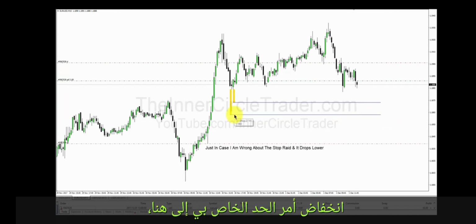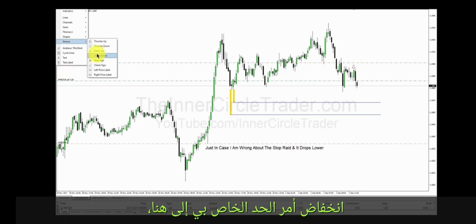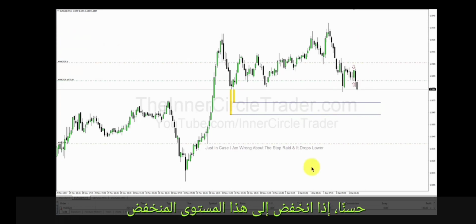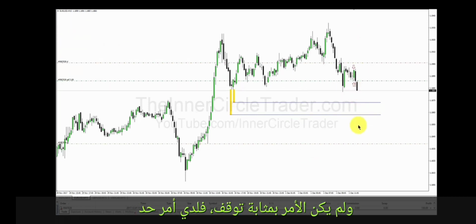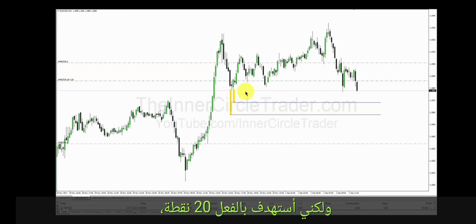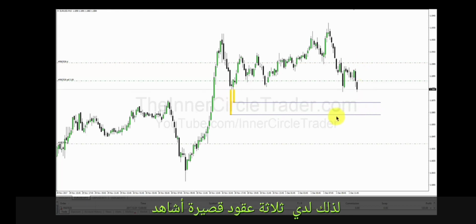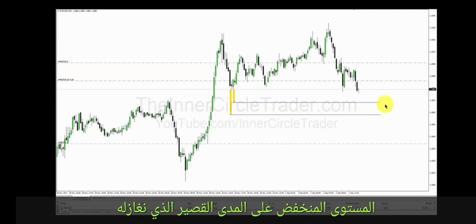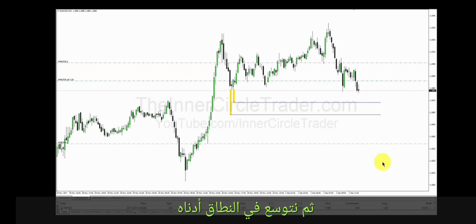And just in case, I have my limit order lowered down to here. So if it goes down to that low and it's not a stop run, I have a limit order to catch any accelerated price movement. But I'm really targeting that 20 pip run. So I have 3 lots short. I'm watching price. I want to see it trade below that short-term low that we're flirting with, and then have a range expansion below there.